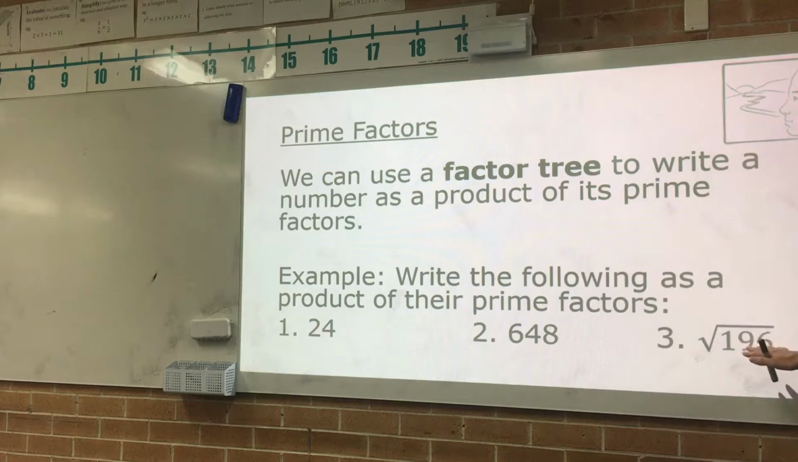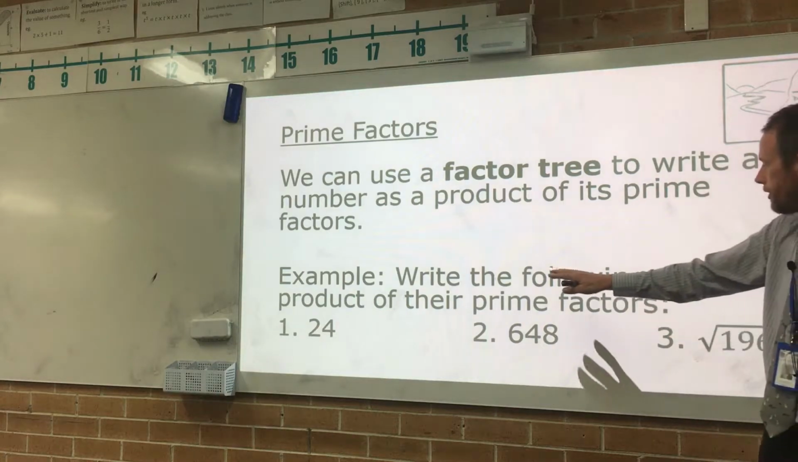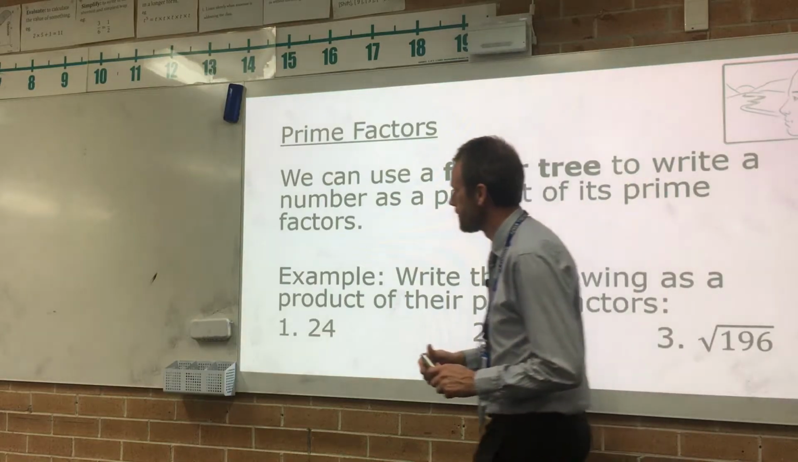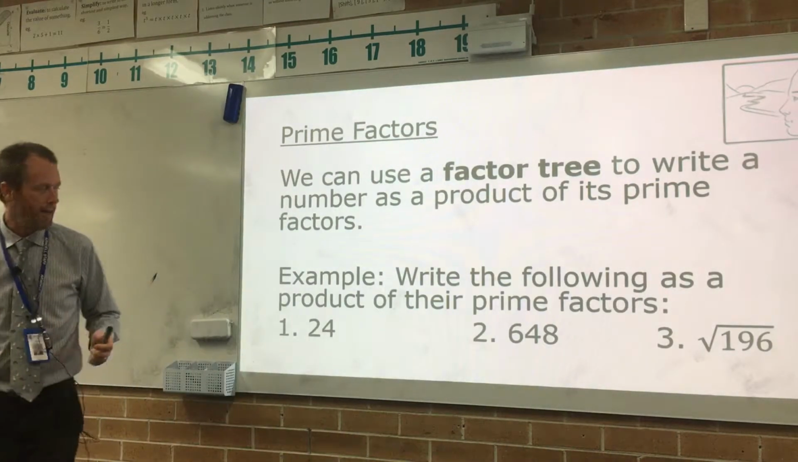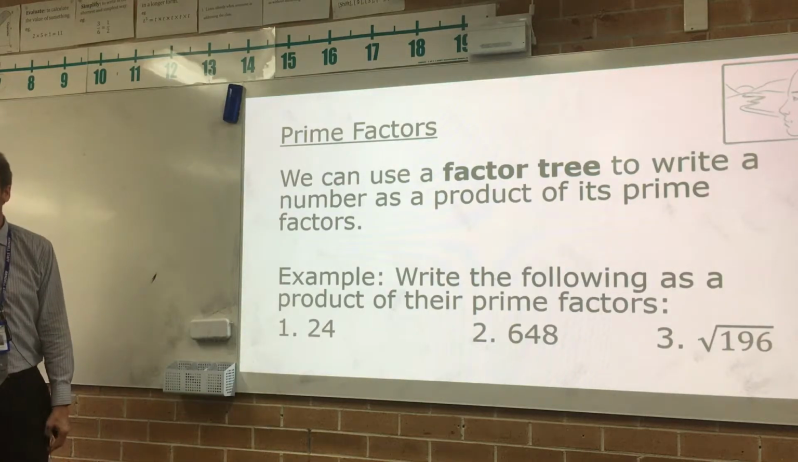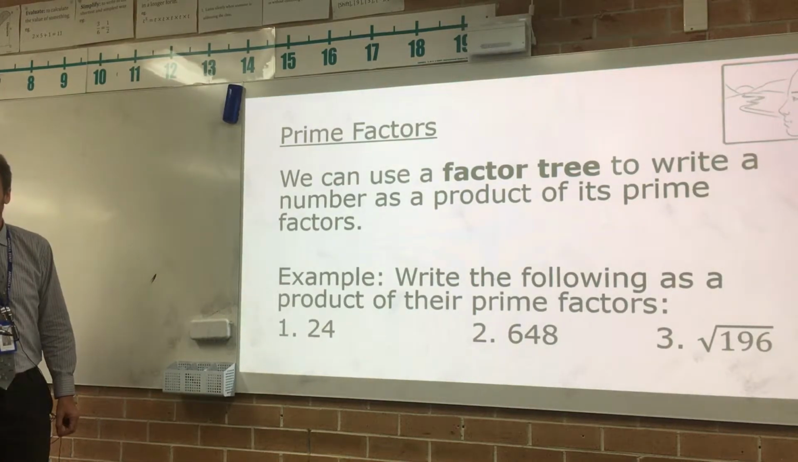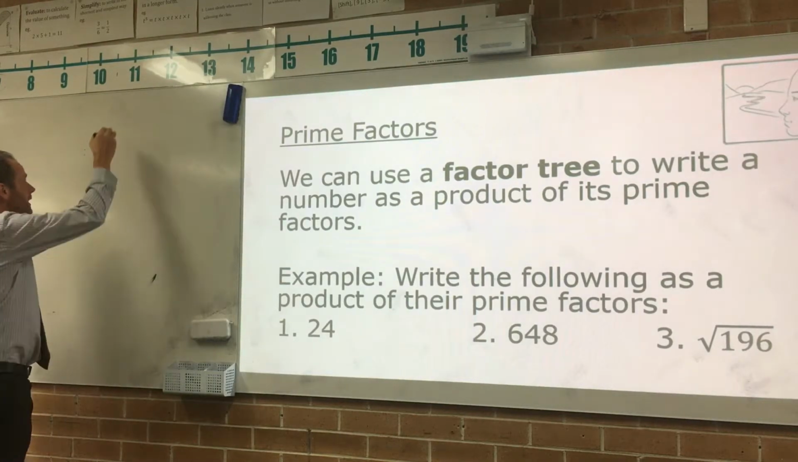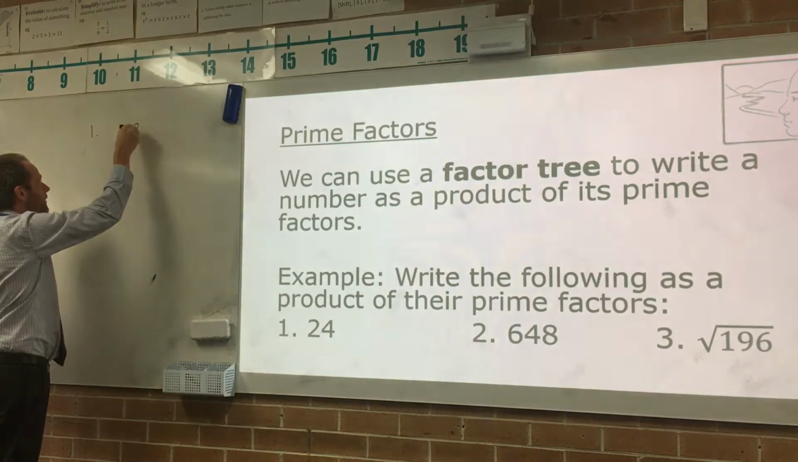So we've got 3 examples here of questions. Write the following as a product of their prime factors. Actually, question 3 will be a bit different. So question 1, it says, write 24 as a product of its prime factors. Now, I don't expect you know this straight away. So, let me show you how to get there.